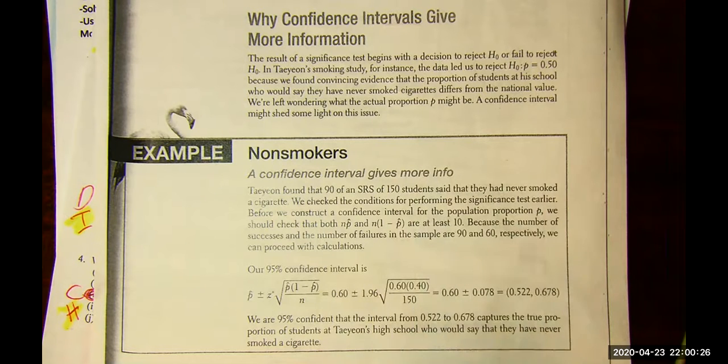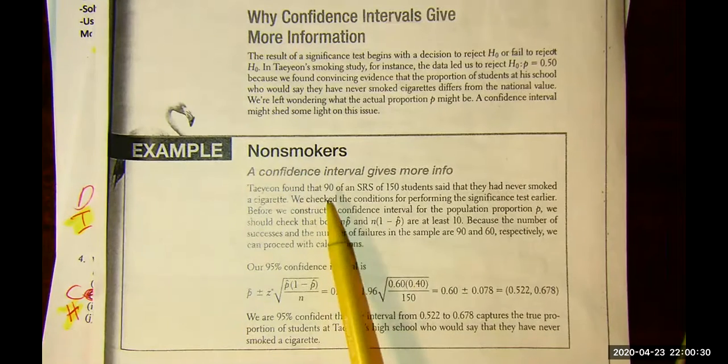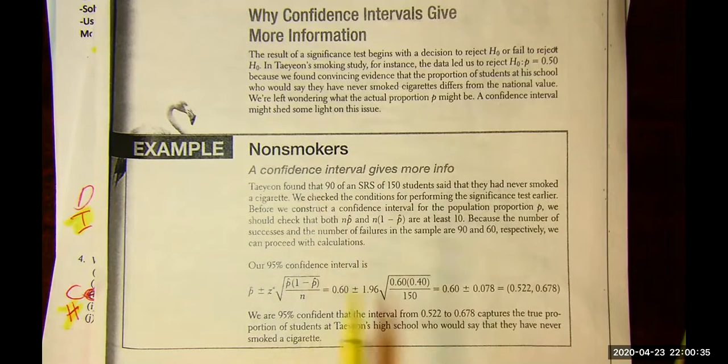In this case, we're not going to use the standard of 50% relative to other schools. We're just using the information from Taeon's study, 90 divided by 150. So that's our p hat, q hat. That's our n. Running a confidence interval, this is what we use, the critical value for alpha of 5%. This is the interval. This is how you would write an interval for a confidence interval.